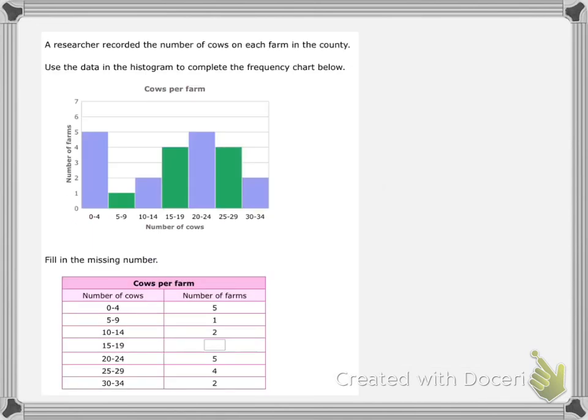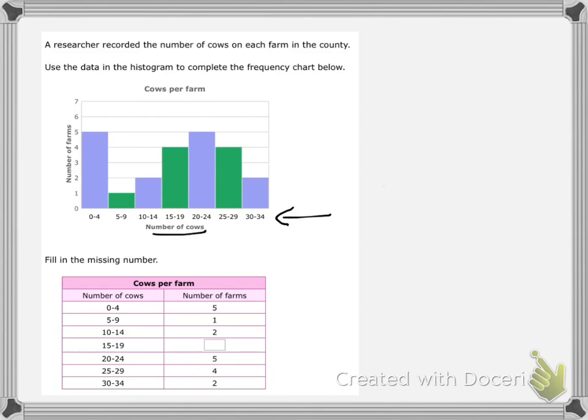A researcher recorded the number of cows on each farm in the county. Use the data in the histogram to complete the frequency chart below. So this graph here looks like a bar graph. The only difference here is the x-axis and the numbers on the bottom. This is what makes it a histogram and not a bar graph. The histogram has a range of numbers.